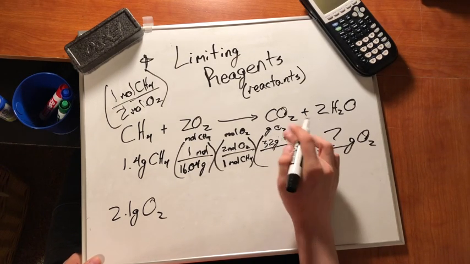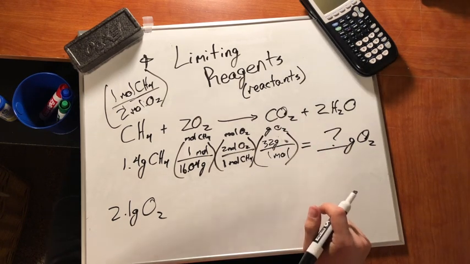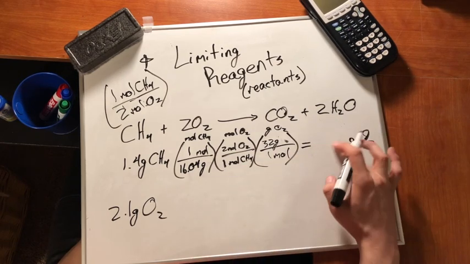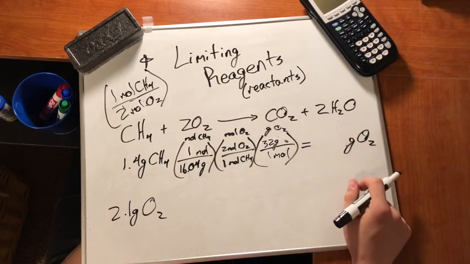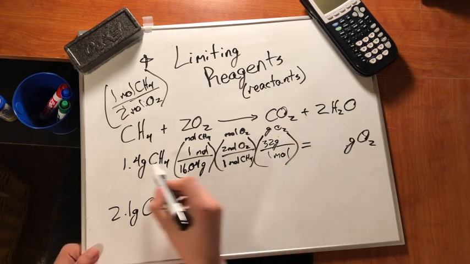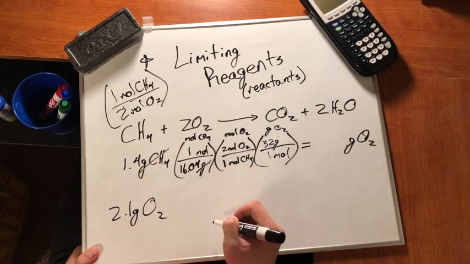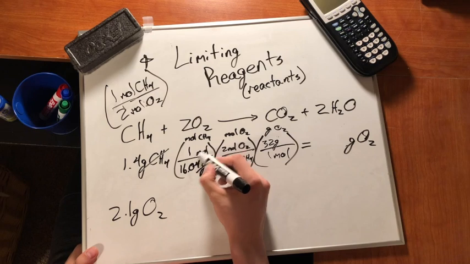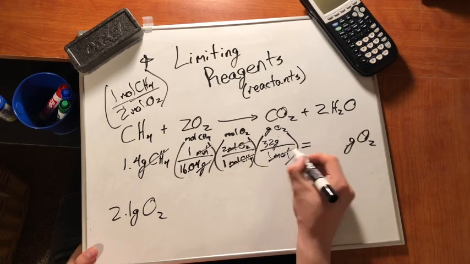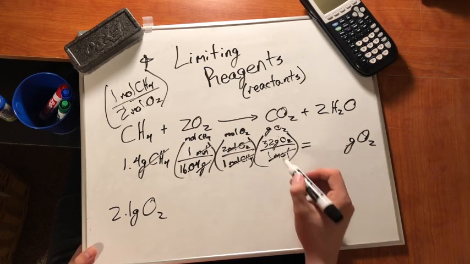32 grams for every mole of O2. So this is going to tell us how many grams of O2 that we need. So let's just do that. Grams of methane is going to cancel out with grams here. Moles of methane is going to cancel with moles of methane. Moles of O2 is going to cancel with moles of O2. This is grams O2 up here, so I'm going to be left with grams of O2.